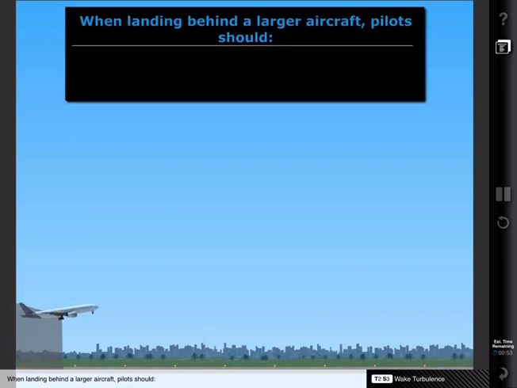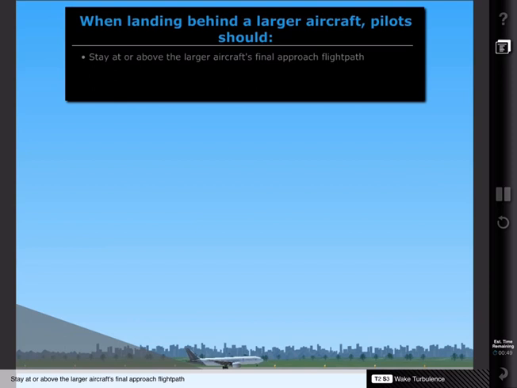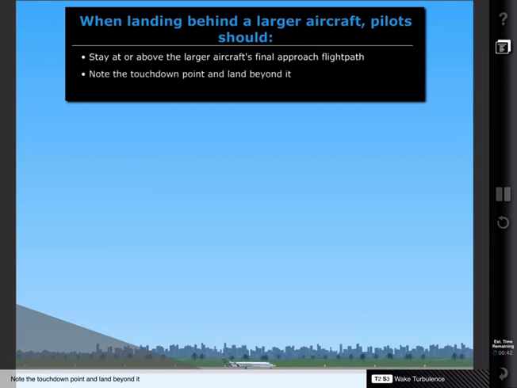When landing behind a larger aircraft, pilots should stay at or above the larger aircraft's final approach flight path, and note the touchdown point and land beyond it.